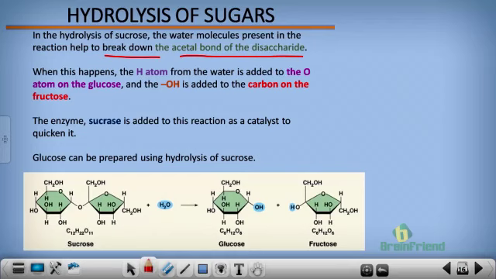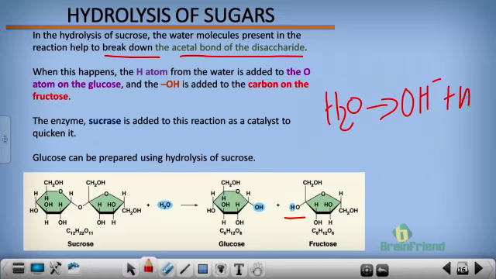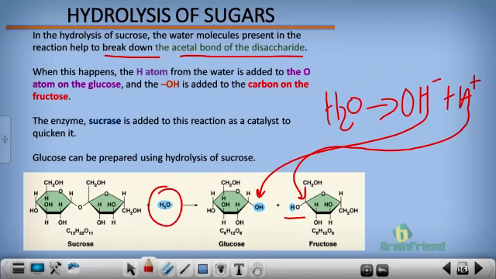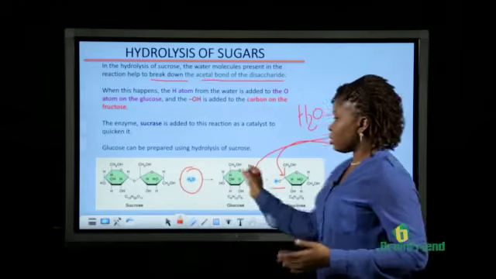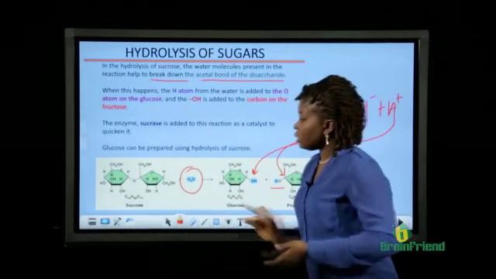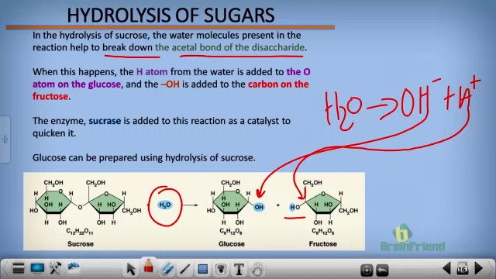When this happens, the hydrogen atom from the water molecule will be attached to the fructose, while the OH of the water will be attached to the glucose. So the water is broken down into its ions: the hydrogen of water attaches to the fructose, while the OH of the same water molecule attaches to the glucose. So that is what this water molecule actually does. It donates its ions to these individual sugar units to form them back.